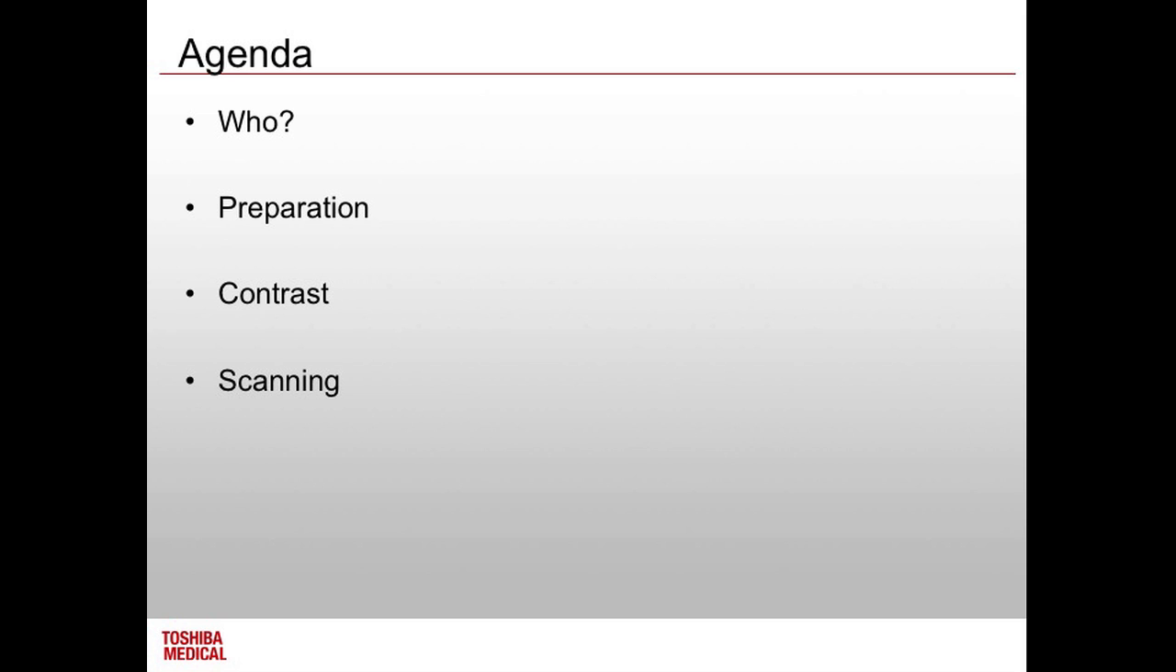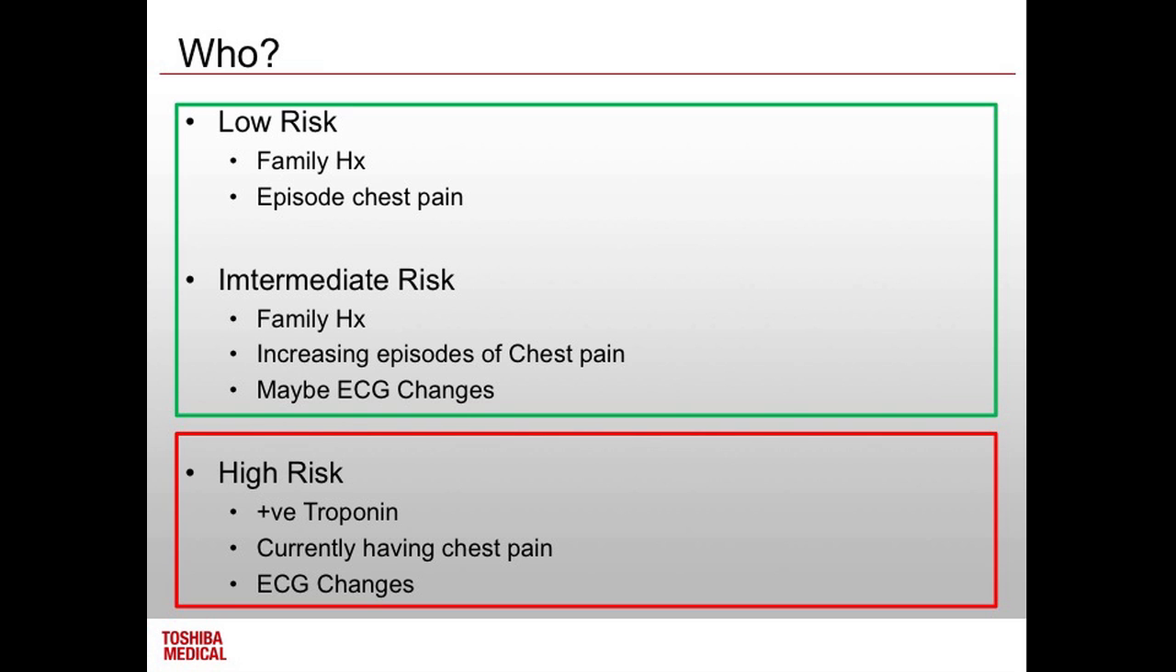So who do we scan? We break up cardiac patients into low, intermediate and high risk patients. Our low risks are people who have a family history and maybe had an episode of chest pain. Then we have an intermediate risk where they'll have a family history, increasing episodes of chest pains and maybe some ECG changes. Then high risk, we have positive. So the intermediate risk guy might have some troponin rises as well. Troponin is an enzyme that's released by your heart once it's come under stress. So if you've had a heart attack, you'll have troponin in your blood.